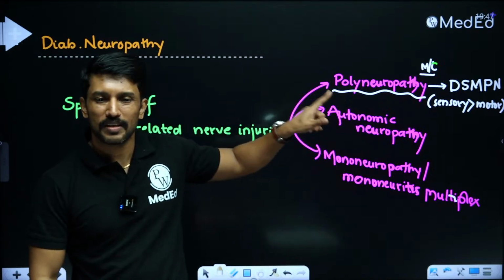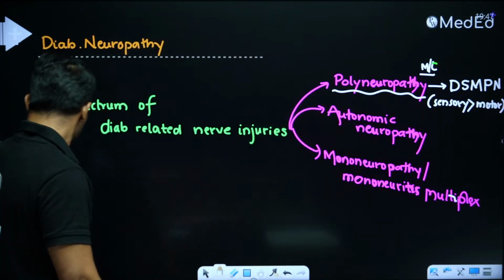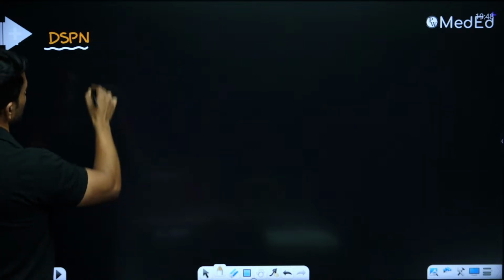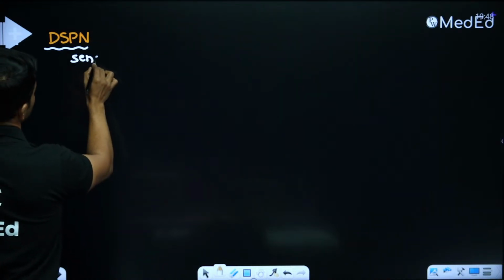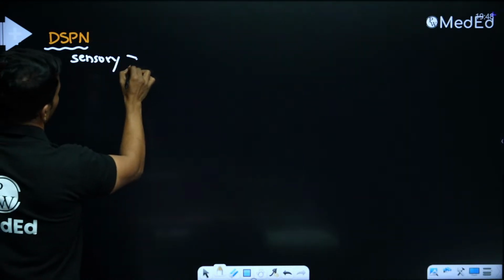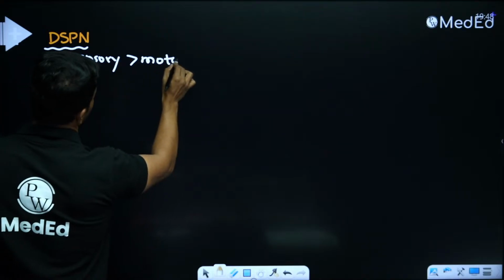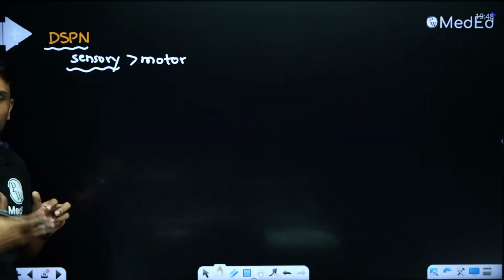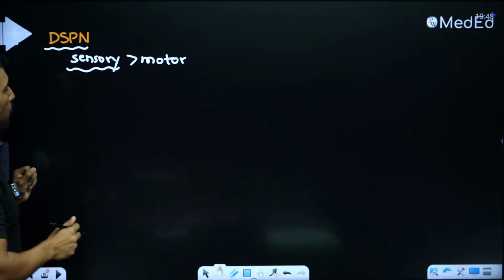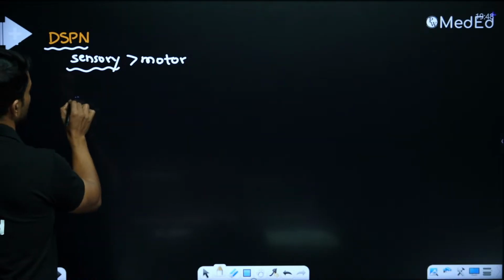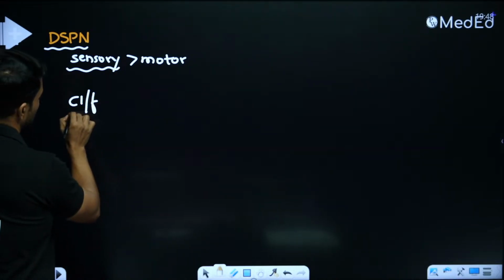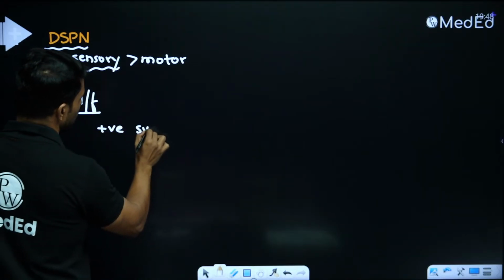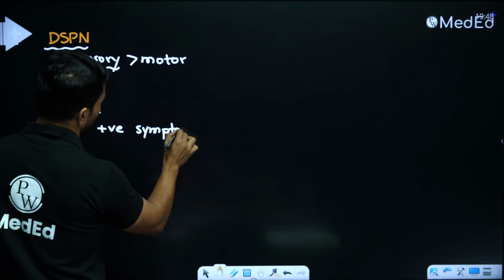So what symptoms will these patients come to us with? When someone develops this distal sensory polyneuropathy, sensory starts first, followed by motor. Motor is usually a late manifestation. Sensory neurons are the most vulnerable neurons to injury by advanced glycation end products. So what symptoms do they present with? In terms of clinical features, they present with something called positive symptoms and negative symptoms.